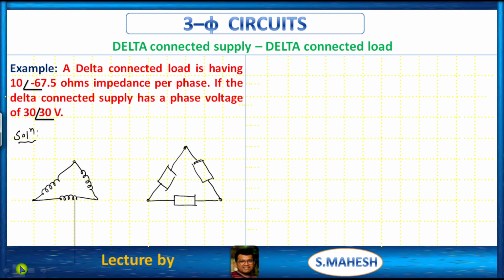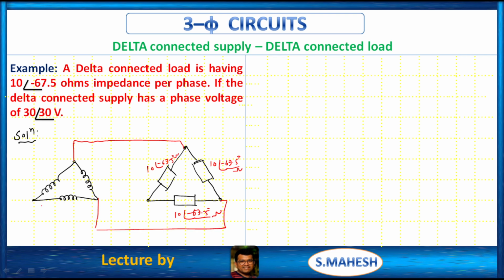That's it. So what is the impedance for this? Given that 10 at an angle minus 67.5 ohms in each phase. That's it. Now we have to connect this. This is Y, like that. This is phase, right? R, Y, B, R, Y, B.